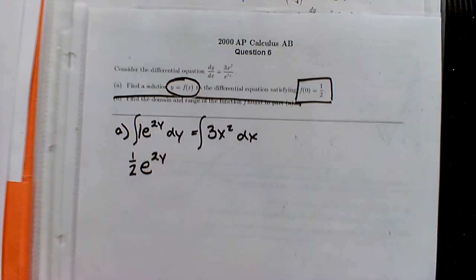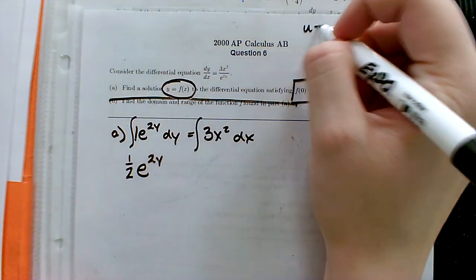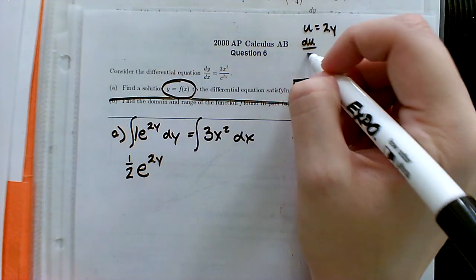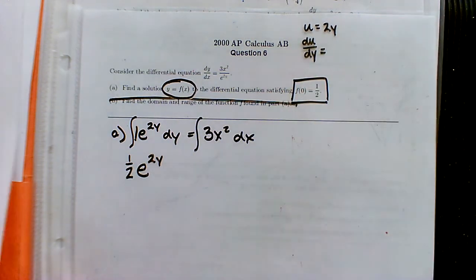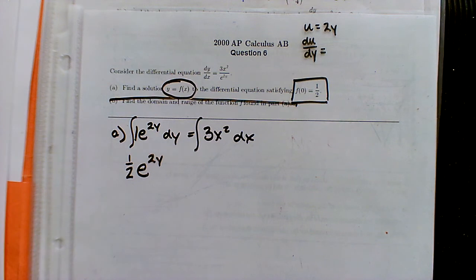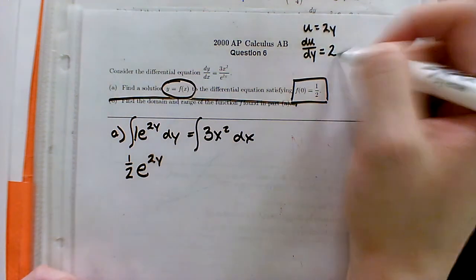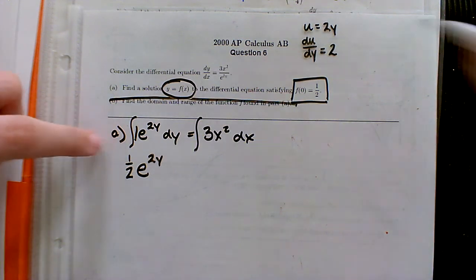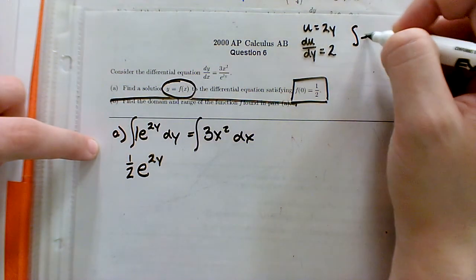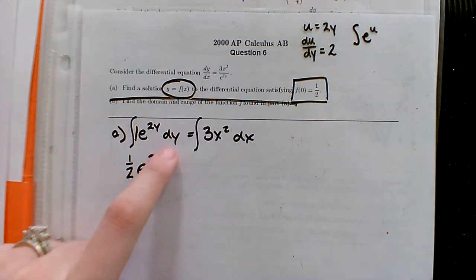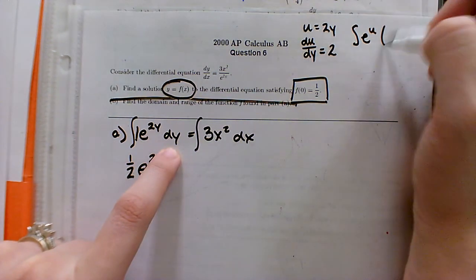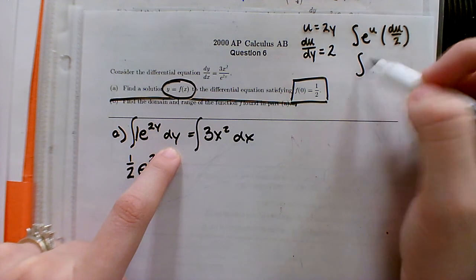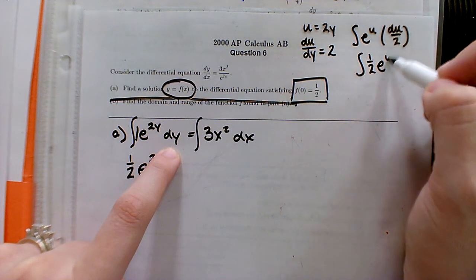We could try u sub. Okay, let's check this out. If we let u be 2y, the derivative du over dy in this case, because we're working with a y, not an x, would be 2. So if we rewrote the original integral, we'd have the integral of e to the u, and then instead of dy, we would need du over 2. So we've got to work backwards from 1/2 e to the u.